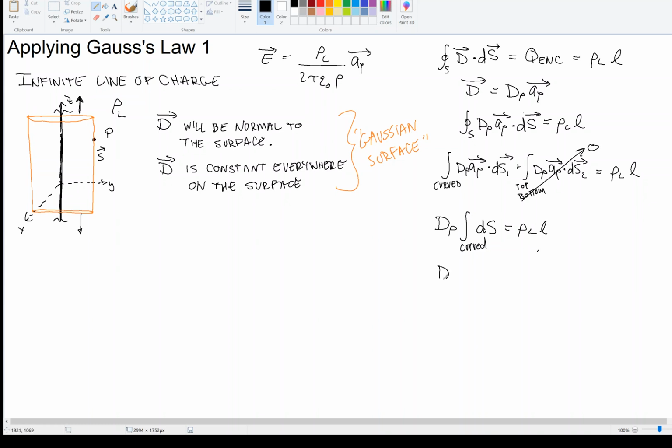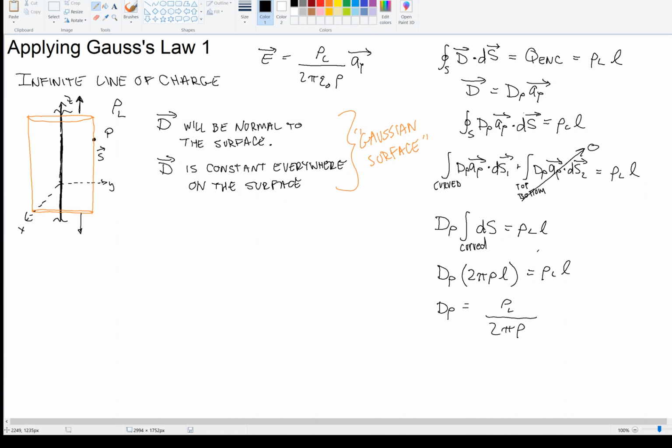Alright, now, when you integrate over the curved surface, you just get the area of that curved surface. So what is that? Well, the circumference of the cylinder is 2 pi rho, and then the length is L. So that's the area of that surface. And so then we can solve for D rho, of course. D rho is just rho L over 2 pi rho. Notice the L's drop out.